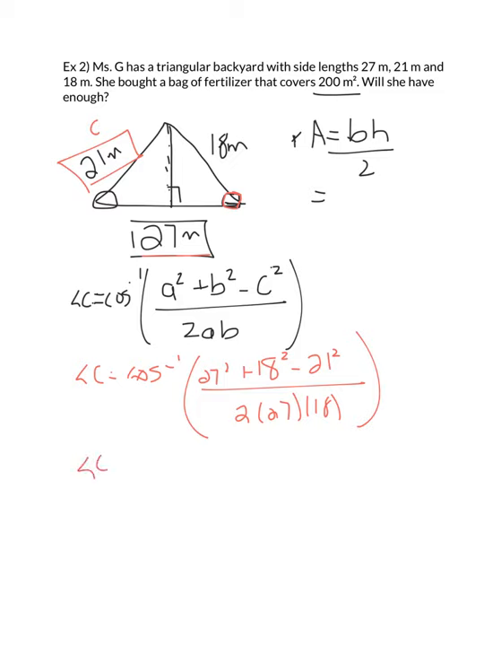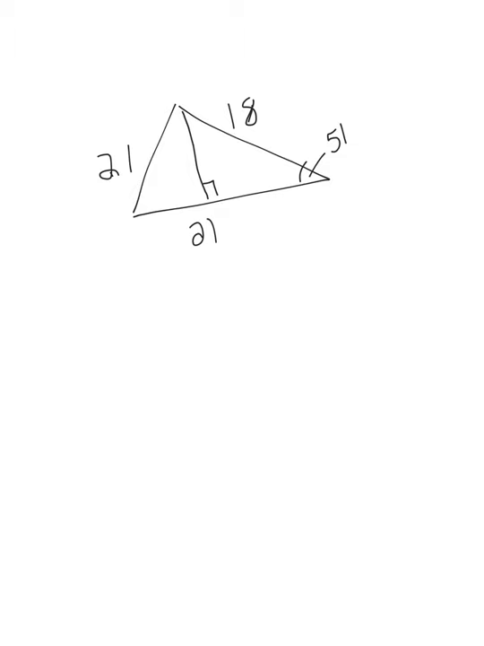Now I know that angle C is equal to cos inverse of, on my calculator I'll do the top, 27 squared plus 18 squared minus 21 squared, and I will get 612, divided by 2 times 27 times 18, which is going to give me 972. Now if I do the cos inverse of 612 divided by 972, I'm going to get 51 degrees. So I went ahead and redrew the triangle on a separate page so we have more space to write. I just drew the 3 lengths and now I filled in this angle of 51 degrees.